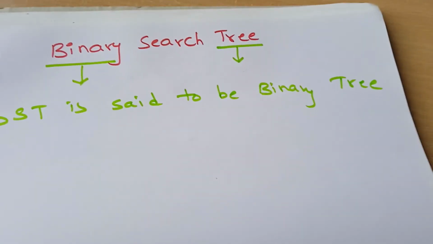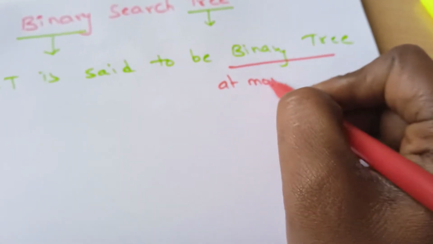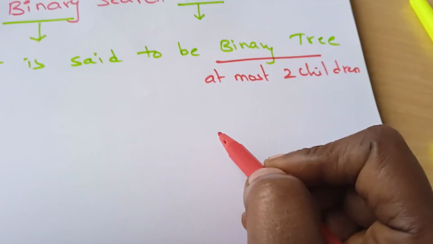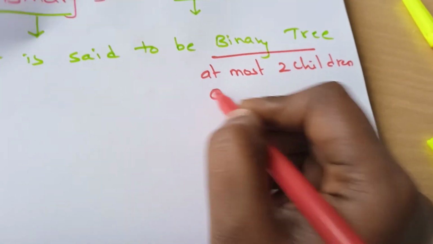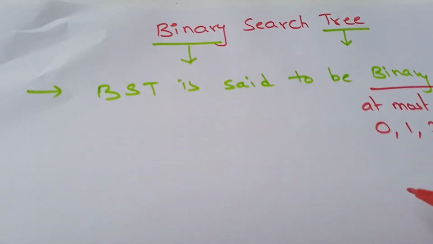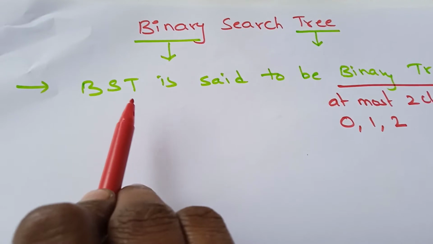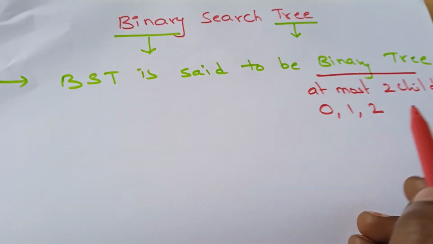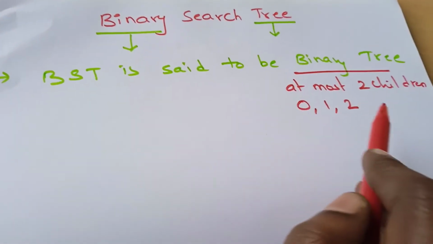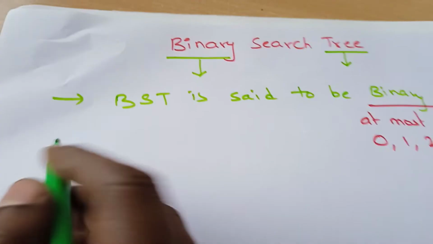Means what? Every binary tree will have at most two children. That means it can have 0, 1, or 2 children. Now when I am telling binary search tree is said to be binary tree, that means binary search tree can also have at most two children. And this also has one more special behavior.